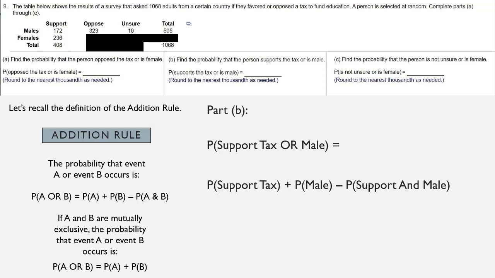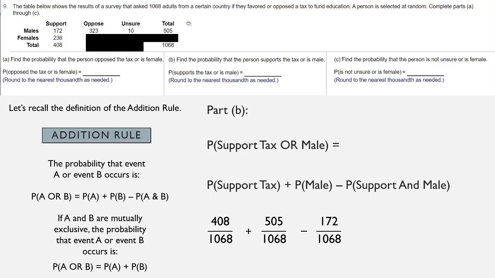So let's go ahead and get rid of the stuff we don't need to look at. It's not gone, we are just not going to look at it in the table. So those who support the tax, it's the bottom of that first column. That's 408 over 1068. Those that are male, that's the far right-hand side of the top row, which is 505 out of 1068. And then where that row and that column overlap is the minus 172 out of 1068, because those people would have been double counted.